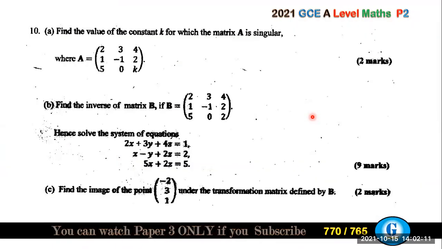With question 10, there are multiple approaches to answer this question. We have just looked at one. Find the value of the constant k for which the matrix A is singular. So a matrix is singular if the determinant is equal to 0, right? B, find the inverse of this matrix B, hence solve the system of equations. Find the image of the point minus 2, 3, 1 under the transformation matrix defined.